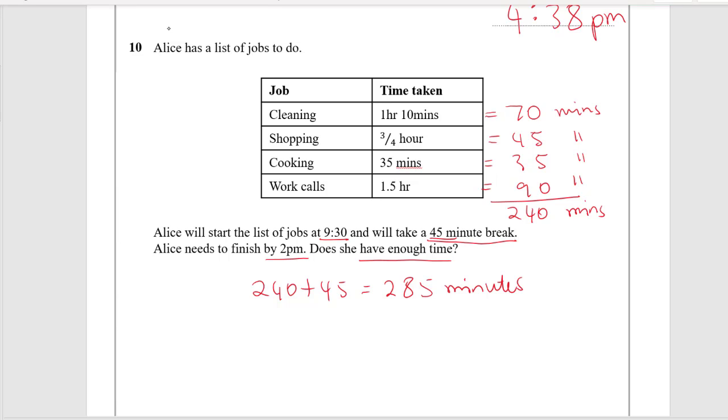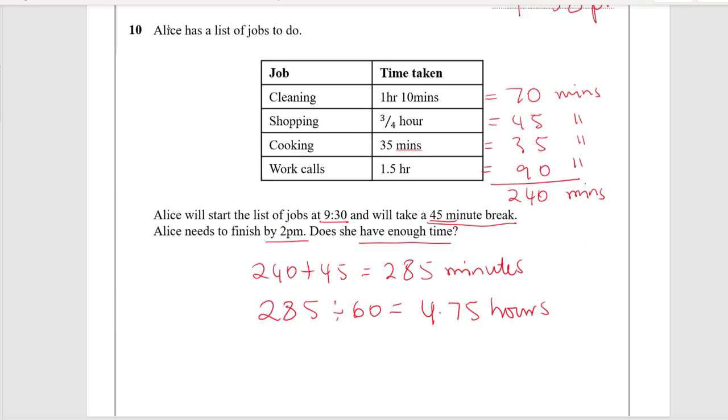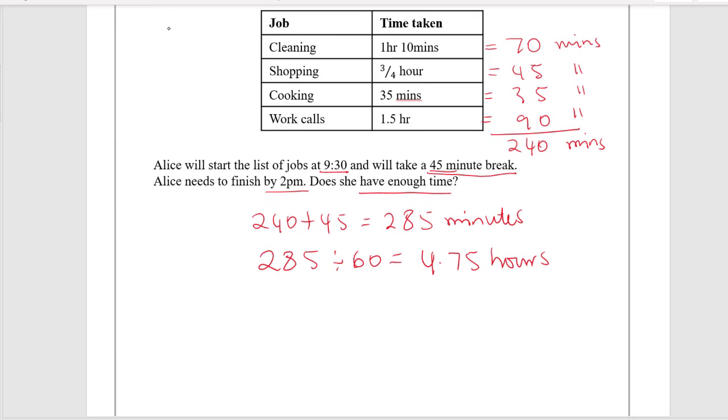Now we're going to convert this into hours. So 285 divided by 60, and that gives us 4.75 hours. Now there might be other ways of doing this question, but I find it easy this way. Now 4 hours is whole, and 0.75 is going to be 3/4 of an hour, which is 45 minutes. So we can say it's 4 hours 45 minutes. Okay, now we need to add it to 9:30 and check whether it finishes before 2 p.m.